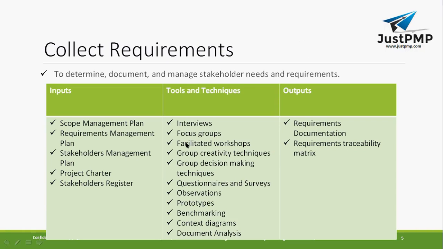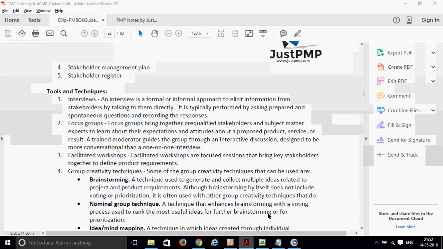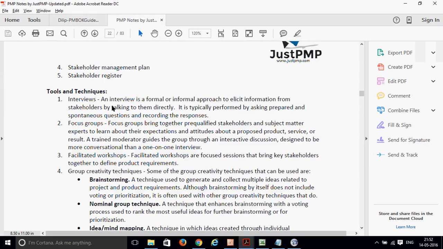Okay, what are the different tools and techniques on collect requirement? There are interviews, focus group, and facilitated workshop. So one second, I'll show you this. If you see these tools and techniques, what is basically an interview? Interviews are when you discuss with somebody.